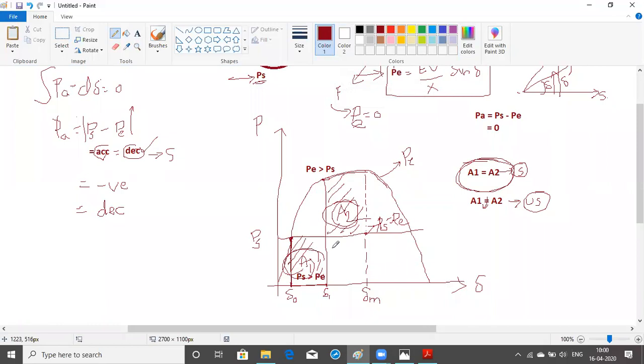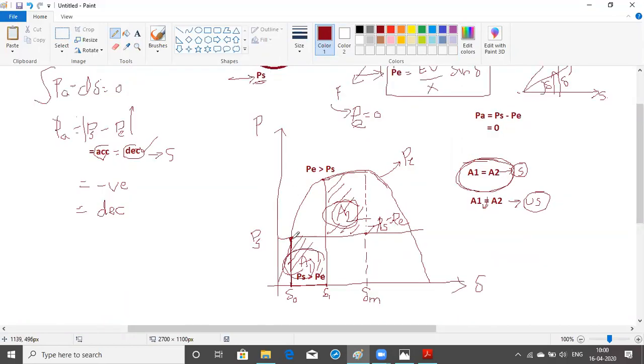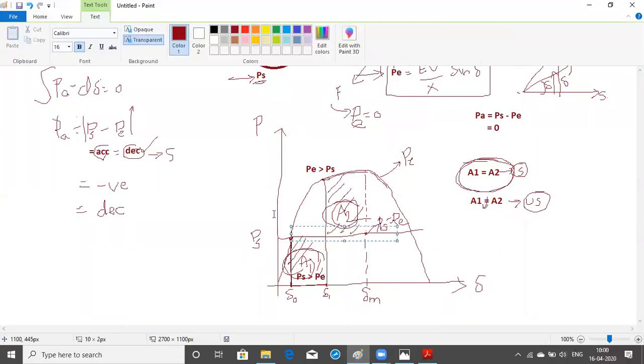So the important thing in this one, I'm telling again this concept. You can see here, at point delta naught, PS is equal to PE. I'm writing here again, at this point, PS is equal to PE. Right?